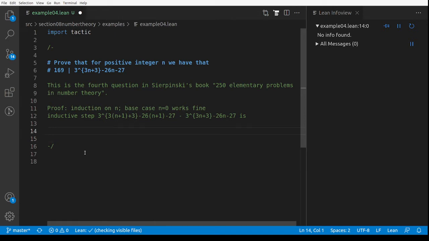Right. We know that 169 divides 3 to the 3n plus 3. So let's say we know 169 divides 3 to the 3n plus 3 minus 26n minus 27. Then it divides... I'm going to multiply it by... If n goes up by 1, then 3n goes up by 3. So that thing goes up by 3, and 3 cubed is 27. Then it divides 27 times this, which is 3 to the 3n plus 1 plus 3, minus 26 times 27 times n, minus 27 times 27.